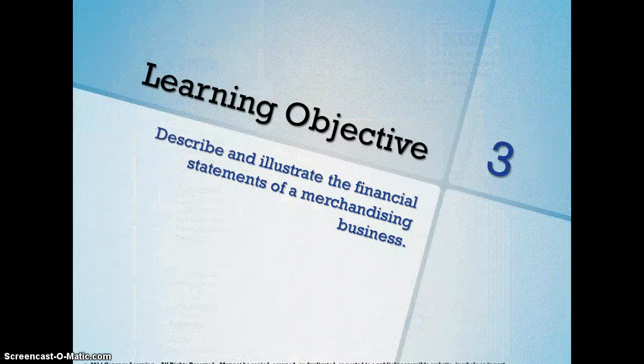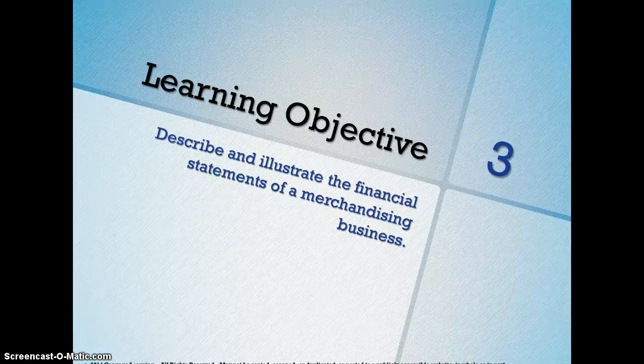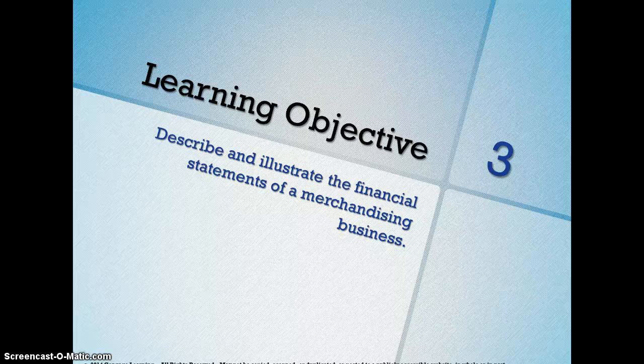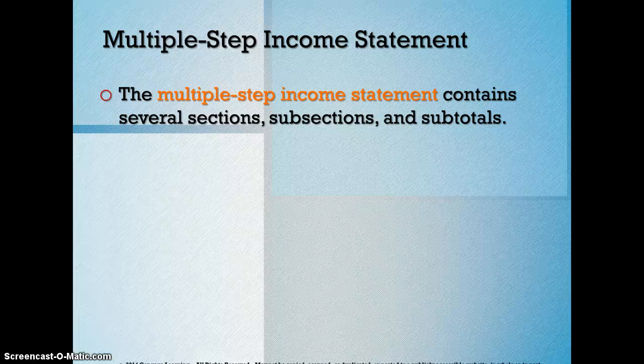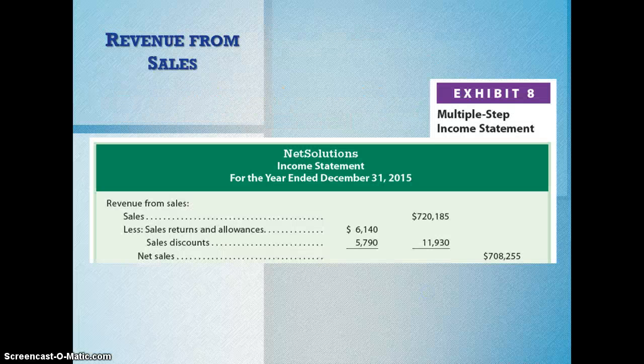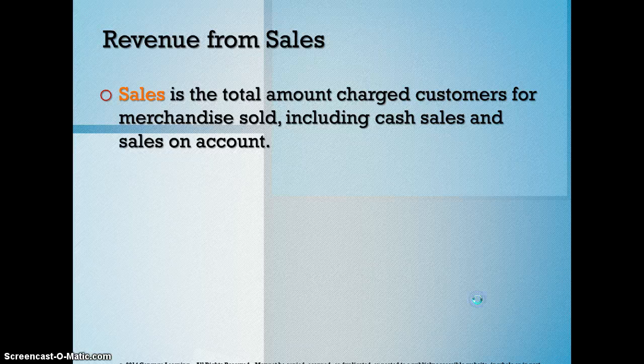All right, objective 3 describes the financial statements of a merchandising business, and the only real difference is to the income statement. The retained earnings statement and the balance sheet are done the same way. Okay, so for a merchandising business, we have a multi-step income statement. We first start out with our sales. Okay, we take away our returns and allowances and our discounts to come up with our net sales here.